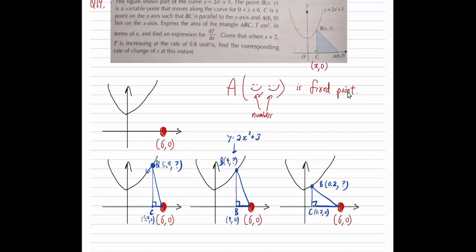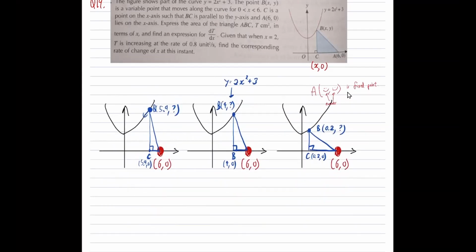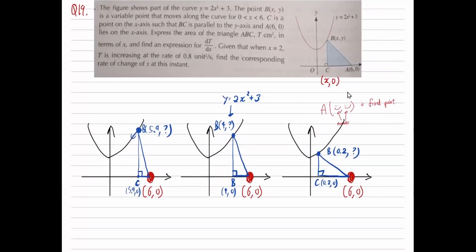Okay, I realized that I need more space. Give me a second to move things around. Let's read the question. Finally done with the picture, and we'll get to the question. Express the area of the triangle ABC, which is T cm squared, so it's just T, in terms of x. Let's do that first. Part one. T equals what?